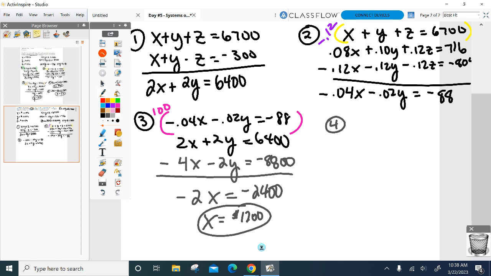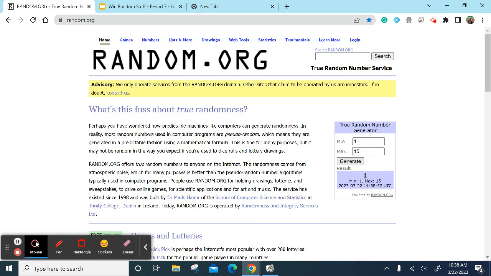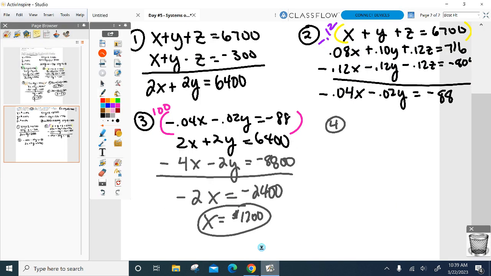Somebody tell me, what can I do with the 1,200 to find another variable? You can add that to like the 2x plus 2y equals 6,000. Yeah, I can go back to either equation. I'm sure we're going to avoid the decimal one, and I don't blame you. So go back to 2 times 1,200 plus 2y equals 6,400. I'll let you solve that. Let me give you a minute to solve that, and you can let me know what you got.